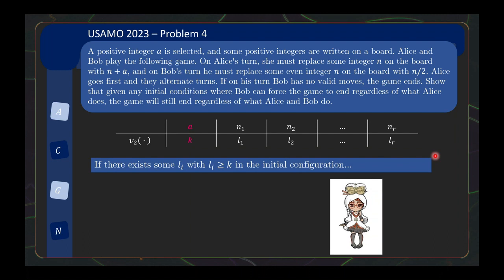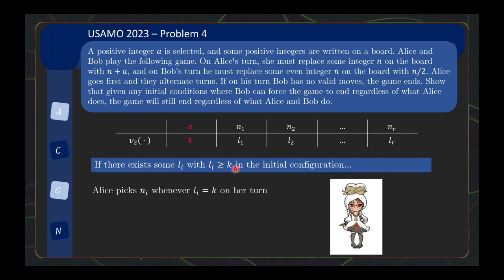Okay, so now we consider two possible scenarios. The first scenario is if there exists some Li with Li bigger than or equal to k in the initial configuration. So in this case, we fix that i, and I claim that Alice has a way to keep the game forever ongoing. And basically the idea is to maintain Li greater than or equal to k. Each time it drops to k, she gives it a boost to keep it strictly above k, and then if it drops back down to k, she gives it a boost again.